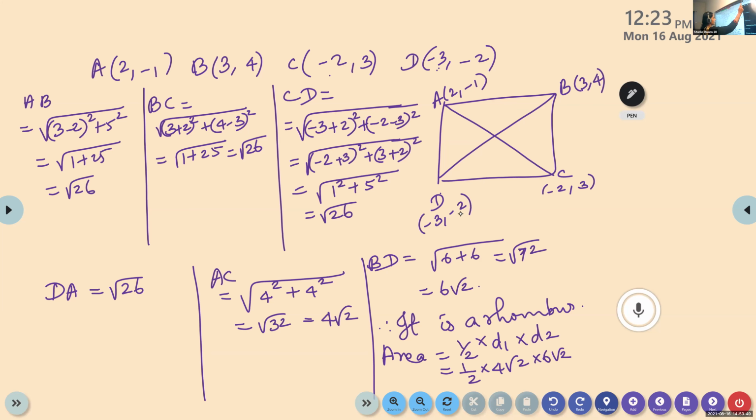Is it okay, Vishnupriya? So you'll get 6 square plus 6 square. Okay, then you'll get root 72, which is 6 root 2. And the area is half into 4 root 2 into 6 root 2. So is it 24 square units? Melvin? Yes. Arjun, is it correct? 24? Area?